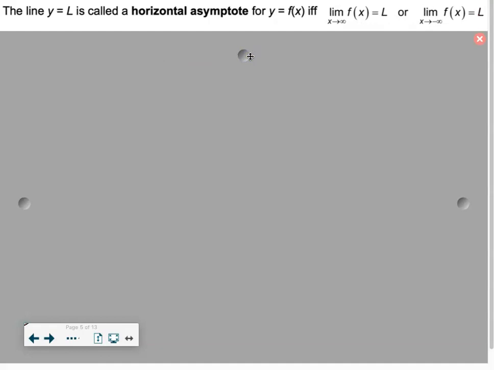So y equals L, this is what I want you to write. Y equals L is called a horizontal asymptote if the limit as x approaches infinity is L, or the limit as x approaches negative infinity is L. Either one. If either end flattens out at a specific y value, then that y value is considered to be your horizontal asymptote. It can be both, but it doesn't have to be. It could just be one, or it could just be the other, or it could be both.